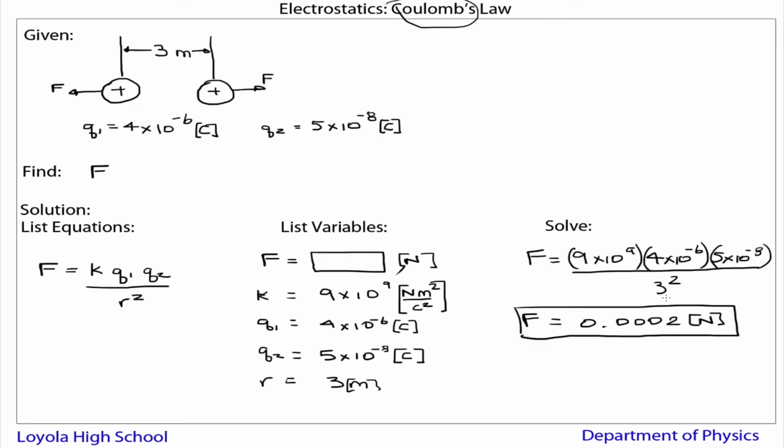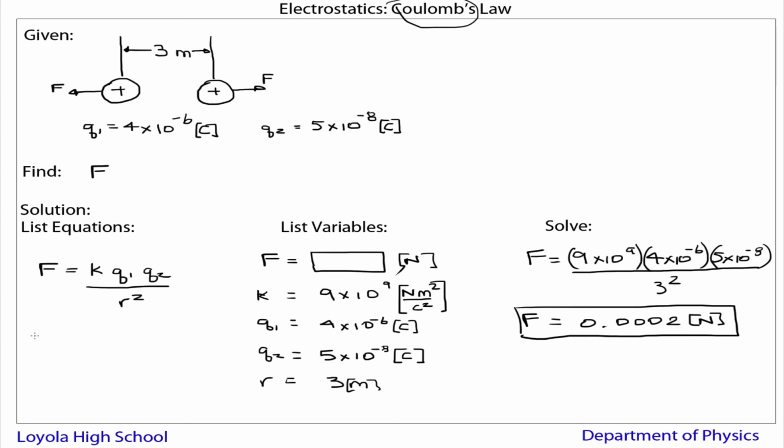That's a pretty small force, but these charges have really low mass, so even though the force is small, they could be moved relatively easily by it. And if we were to bring them closer, if I were to decrease this number from 3 to 2 or 1, the force would get even bigger. So we have a larger force as you get closer.